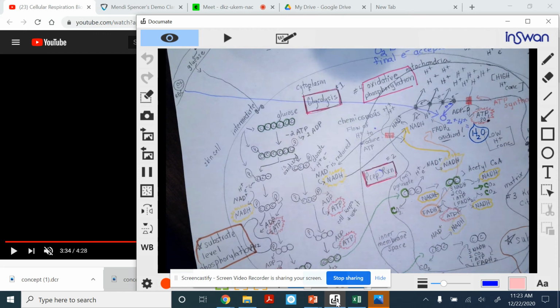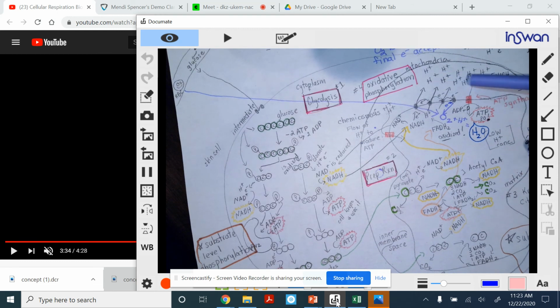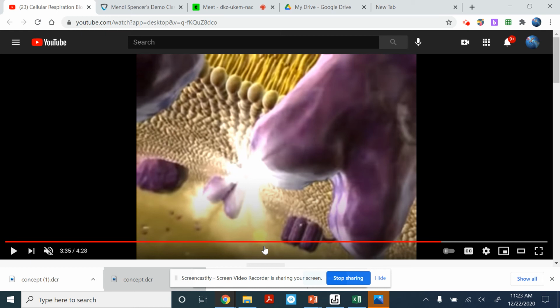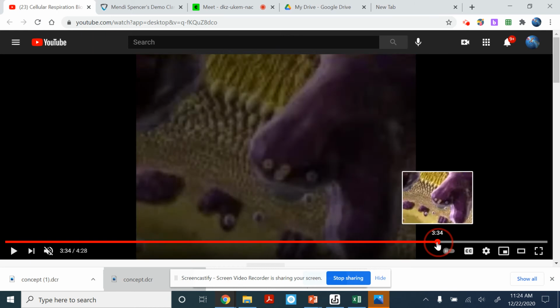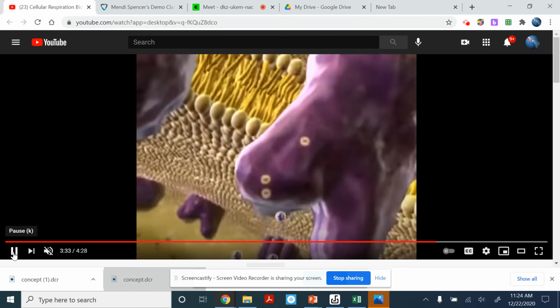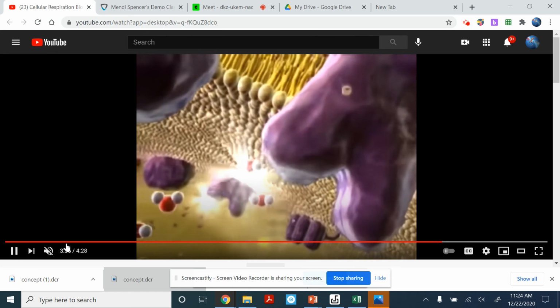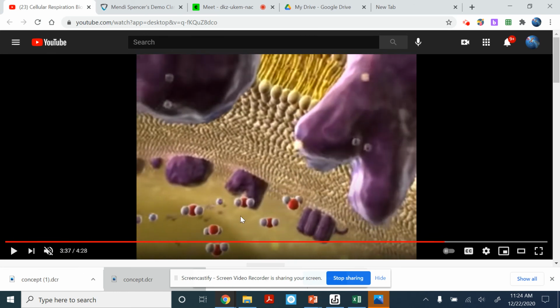So ATP synthase: these protons can be concentrated and they can move through ATP synthase. Let's look at that a little bit. Remember, when I write oxygen, I always write it as O2 because it's always two oxygens together. So there's the oxygen. It pulls off those electrons and hooks on to some H's.